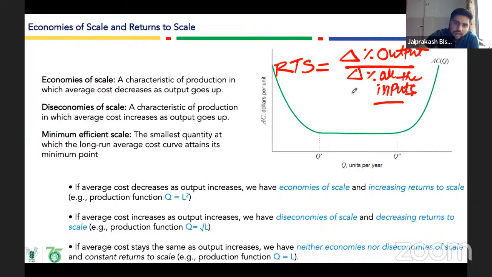So you see here I have said percentage in all the inputs. It means I am talking about the long run. There is no return to scale in short run, because in short run there are some inputs which remain fixed, but in long run there are no inputs which remain fixed. All inputs are variable. That's why we say return to scale belongs to the long run analysis of our cost. Okay, but not in short run. So in short run it is not sensible to calculate this RTS.